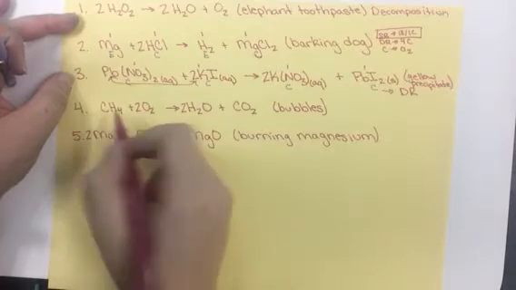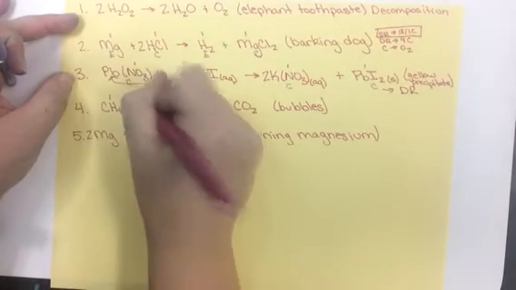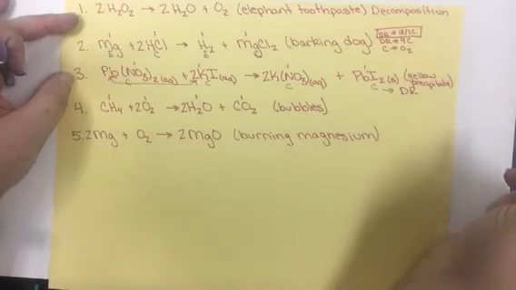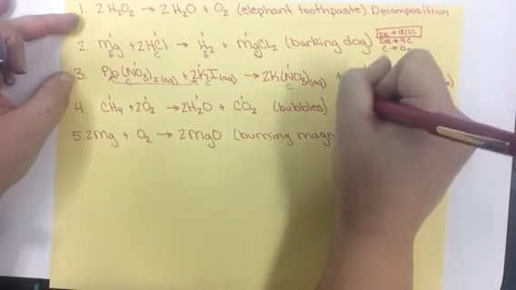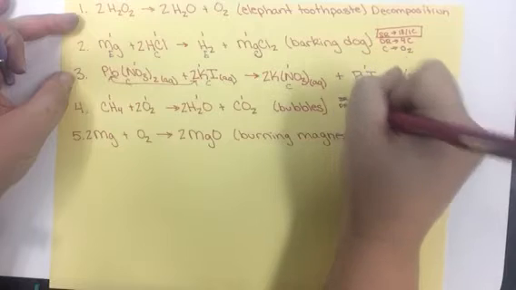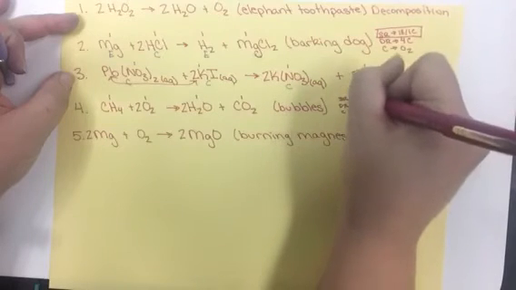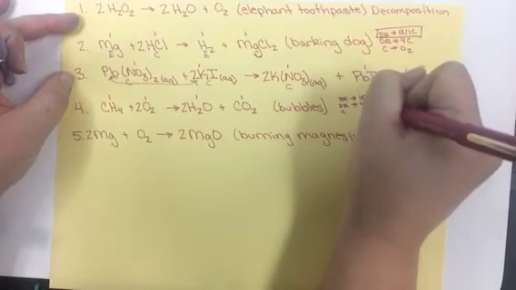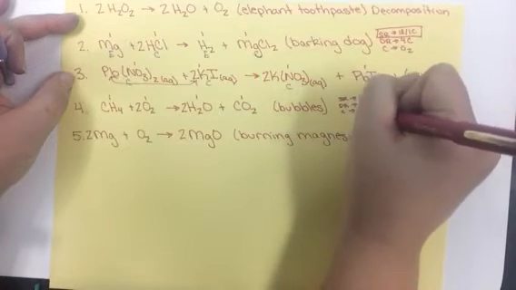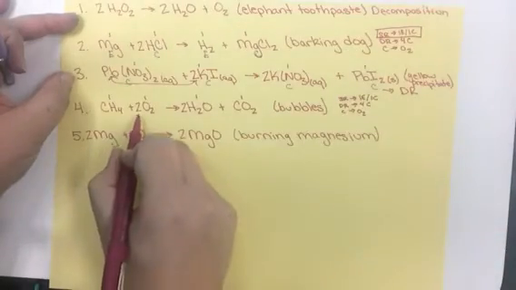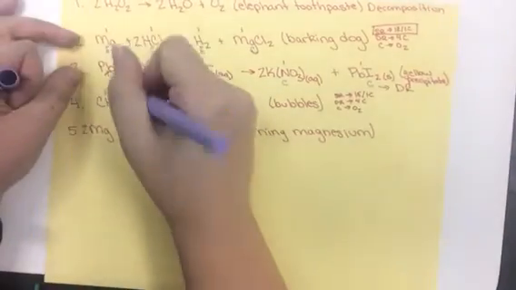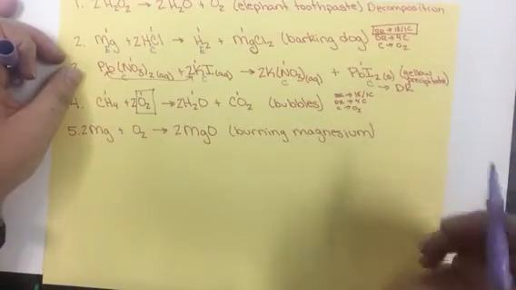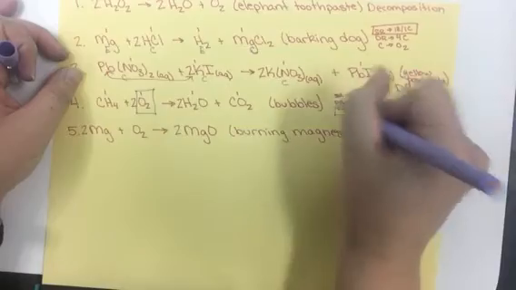Number 4, I have 1, 2 reactants, 1, 2 products. So again, we have single replacement, double replacement, or combustion. And if I look on my reactant side, I notice I have oxygen by itself as a reactant, so therefore this has to be combustion.